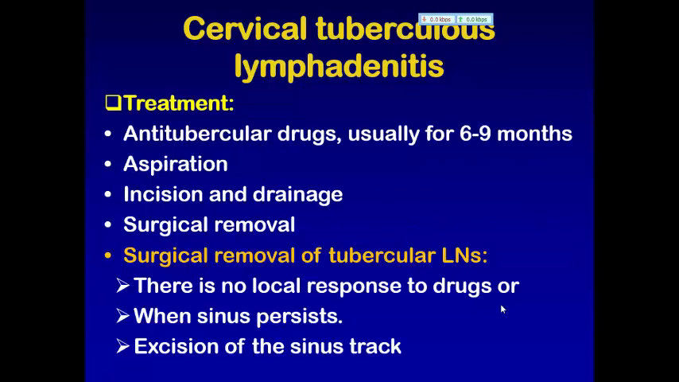Treatment of cervical tuberculous lymphadenitis. Antitubercular drugs, usually for 6 to 9 months. Aspiration, if there is a cold abscess. Incision and drainage, if there is no resolution on aspiration. Surgical removal is sometimes indicated: the indications for surgical removal of a tubercular lymph node are when there is no local response to drugs, or when the sinus persists. Usually excision of the sinus tract is required in tuberculous lymphadenitis associated with sinus.